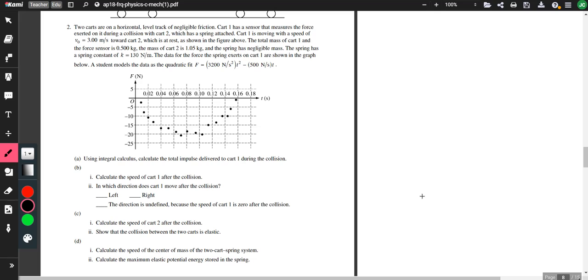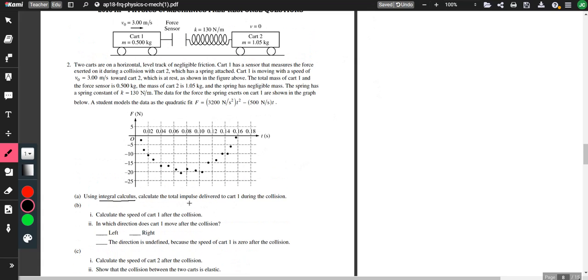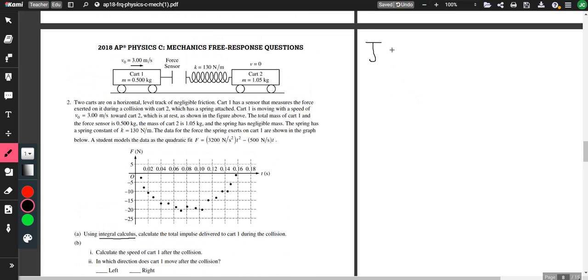This time, it is very obvious that I have to do it, both because the force that's being given to us is changing over time, and because they straight up tell me to use integral calculus. So if you look on the reference table, the equation that solves for impulse is the integral of the force with respect to time. So I'm going to use the force equation that they gave me, 3,200 t squared minus 500 t, dt.